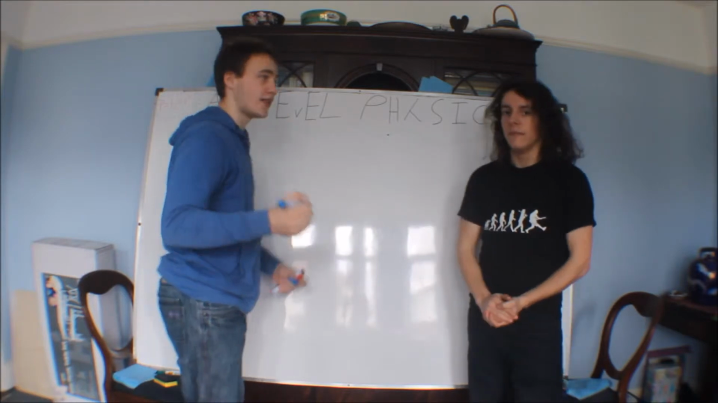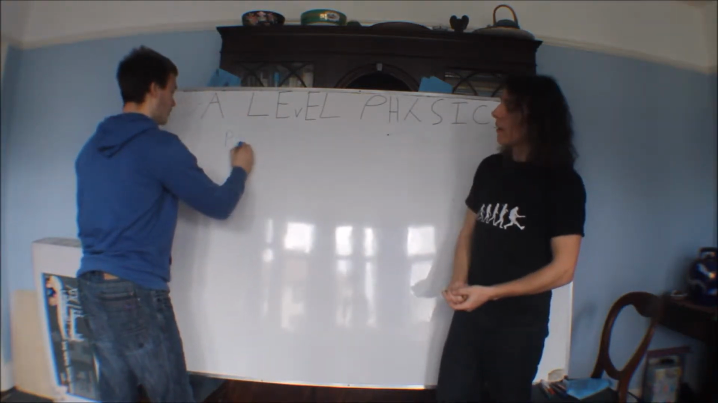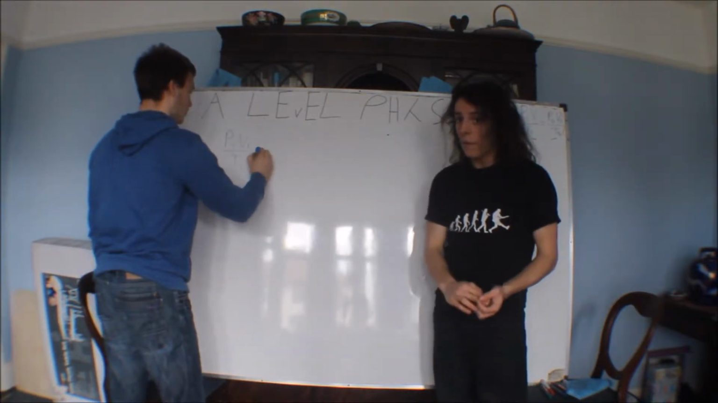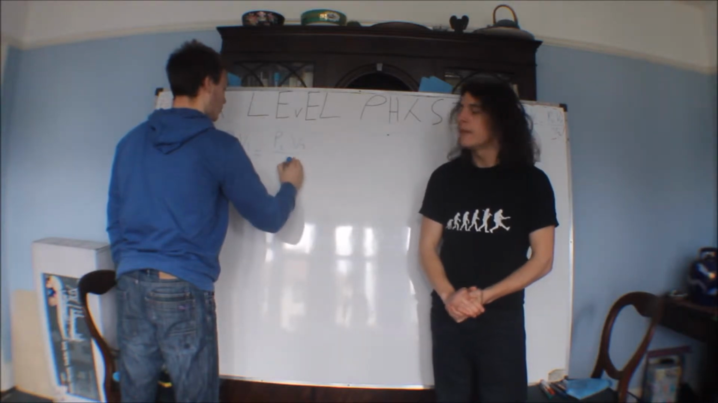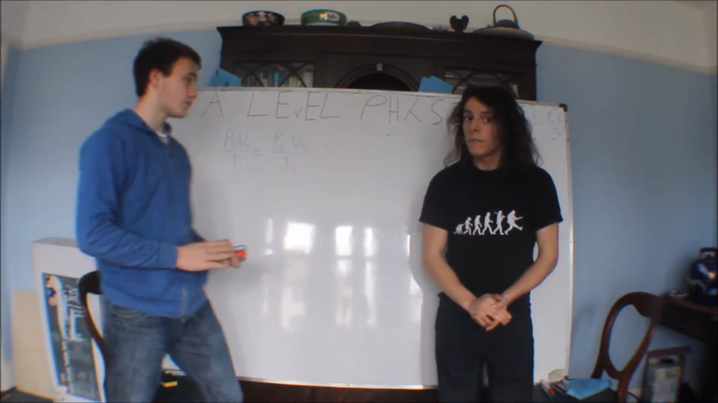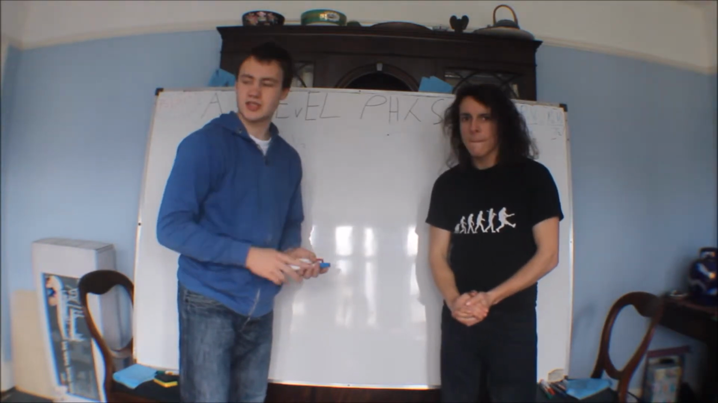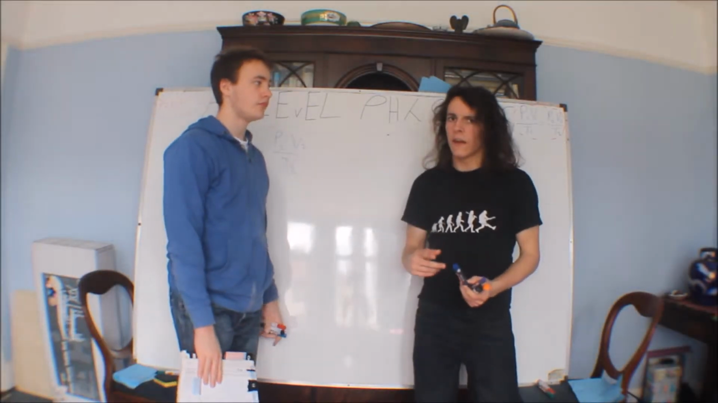I'm going to write it a bit bigger. P1 times V1 over T1 is equal to P2 times V2 over T2. And then it's just plugging numbers into a formula, really. So let's do that, and I'll get a worded example up. It's not too complicated. The only thing you need to remember, which is really important, is that your temperature is always in Kelvin. So you need to convert that. We'll show you in a second.